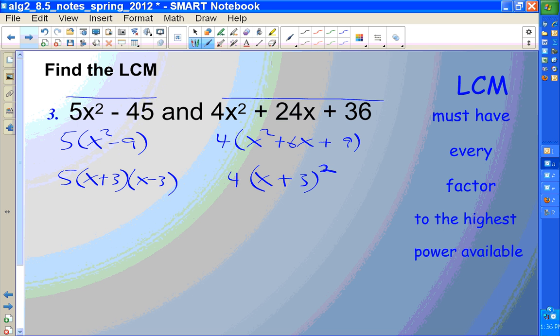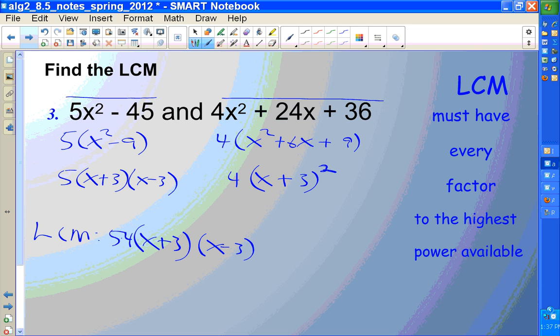Now, when you find the LCM in this case, or an LCD in general, you need to make sure every factor from every denominator appears, and it has to appear to the highest power available. So that means we have to have a 5, an x plus 3, an x minus 3, and a 4. So we can probably put that 4 in the front here. You have to have 5s, 4s, x plus 3s, and x minus 3s.